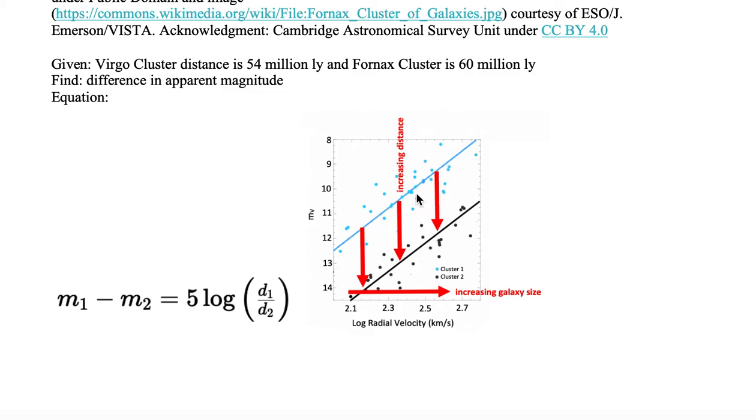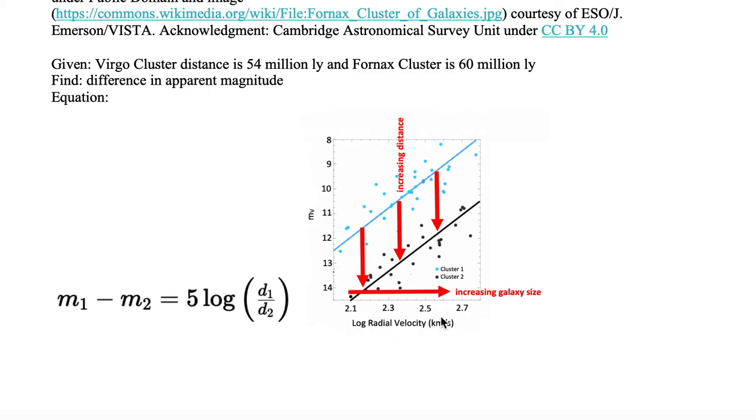If the two clusters of galaxies were at the same distance, their dots would fall on top of each other and their average lines would fall on top of each other. If they're at different distances, they will have two different sets of apparent magnitudes, and one will be shifted more to the right than the other one based on their galactic redshifts or their radial velocities.